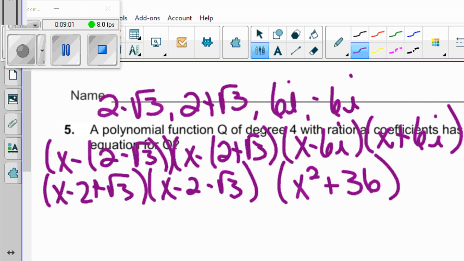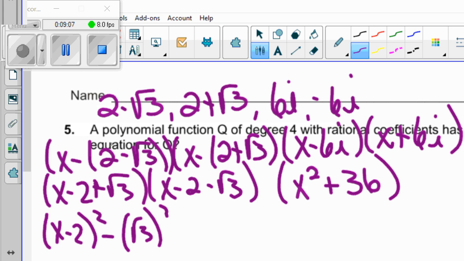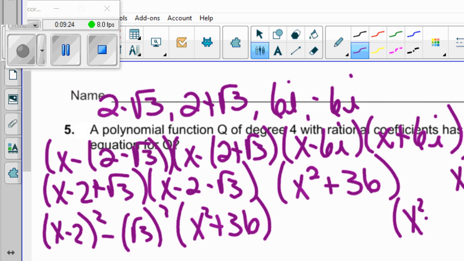Here, the x minus 2's are the same, so this is an x minus 2 quantity squared minus the square root of 3 quantity squared, times my x squared plus 36. So x minus 2 quantity squared, I'm going to do my shortcut. That's going to give me x squared minus 4x plus 4, minus the square root of 3 quantity squared is minus 3. When I combine that, I get x squared minus 4x plus 1.